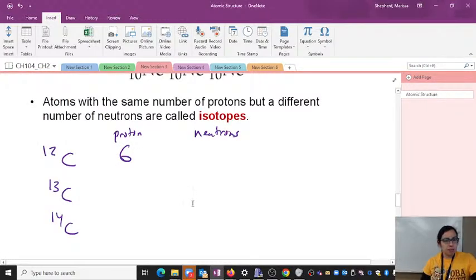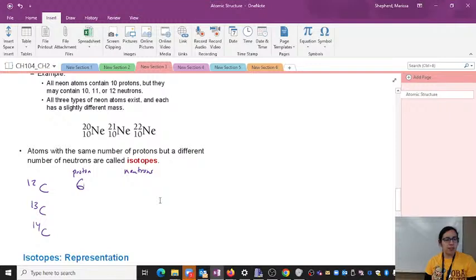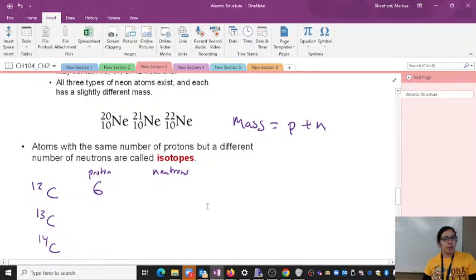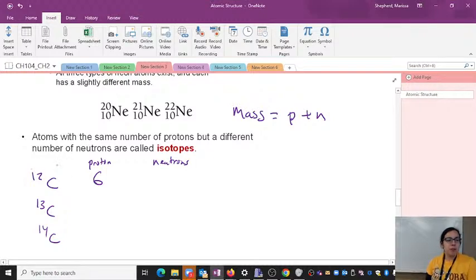And then another key point, so let's write this down. So the total mass is equal to our protons plus neutrons. Then by this representation here that I've drawn, this 12 then is the total mass. So how many neutrons does carbon-12 have? So 6. And then what about carbon-13?